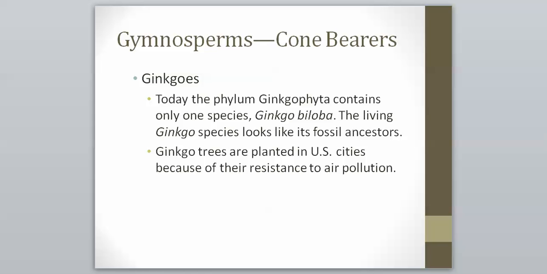Our next one is the ginkgos. Today the phylum Ginkgophyta contains only one species, known as Ginkgo biloba. Biloba, if we break that down, means two lobes, and we'll see in the leaf why it means two lobes. The living ginkgo species looks like its fossil ancestors, so it's like a living fossil, in terms of the plant kingdom. Ginkgo trees are planted in U.S. cities because of their resistance to air pollution. I'm actually on the campus of Illinois College, and if you visit there, you'll see a couple of these ginkgo trees. I saw them just about every single day.